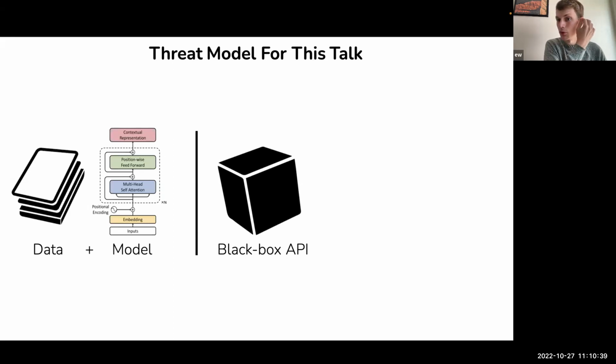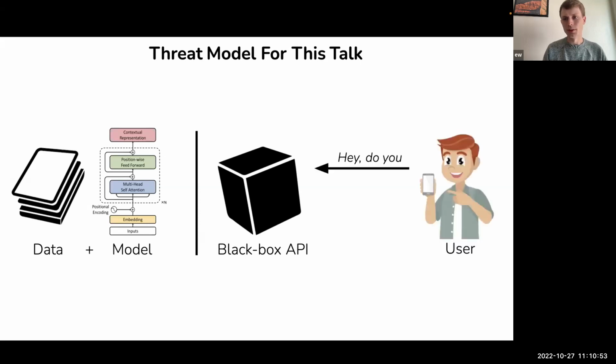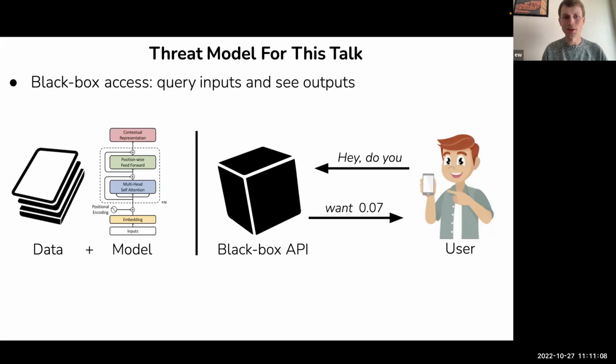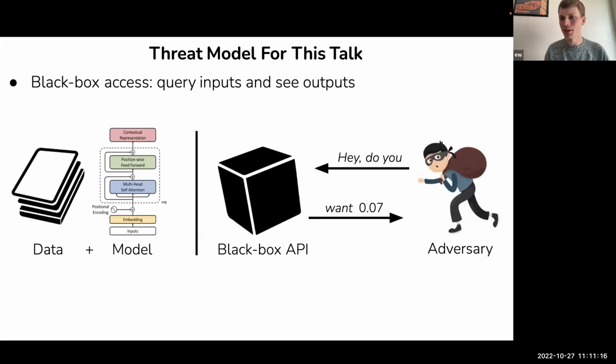So for example, something like Google Translate or the OpenAI API, both of these are cases where I can just send an input to the system. It sends me back an output, but I don't really know any internals of the model or how it actually works. So in language modeling, for example, I might say something like, "Hey, do you," and the model responds with the next word and also the likelihood of that word. And so we're going to be thinking from a worst case risk perspective. If you imagine we have this black box access to these models where we can query inputs and see outputs, what happens if an adversary steps in and can have the same access to our system and try to launch various types of attacks?